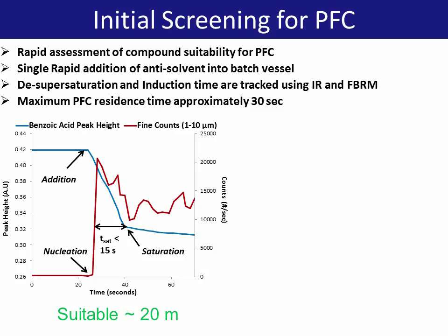But first, if given a new compound, how can I tell if it will be suitable for plug flow? Well, initially you can carry out a simple test that takes advantage of the similarity in dynamics of the plug flow and a pure batch crystallization. So to do this, a single 100% anti-solvent addition is carried out into a batch vessel. The time required for the system to nucleate and reach completion is measured using FBRM and IR. This approximates the residence time required for the equivalent plug flow crystallization and therefore the required size of the tubular section.